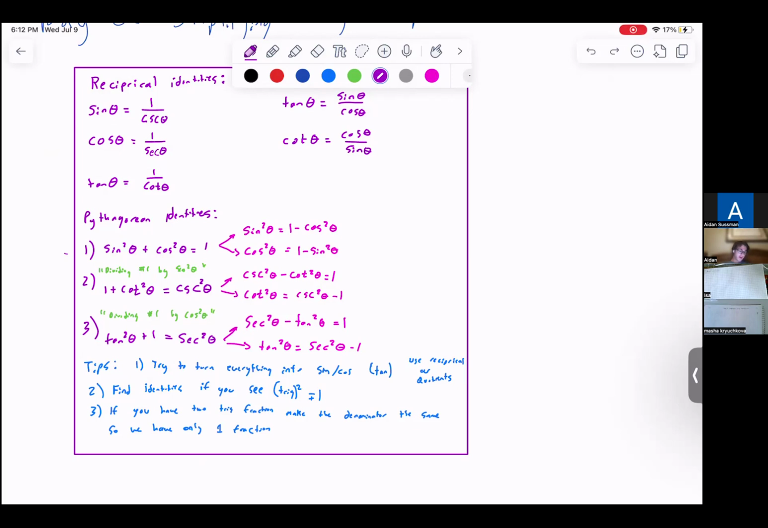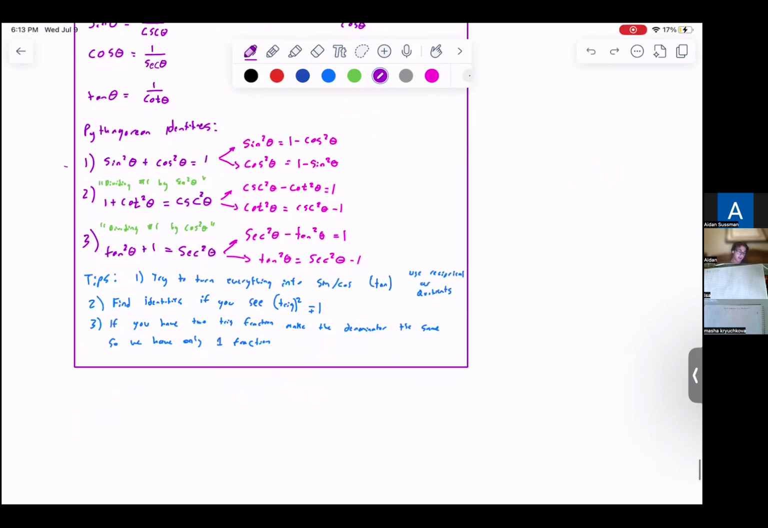Then step 2 is to ask yourself, do you see any identities? And when I say identities, I mean Pythagorean identities. Do you see the number 1, a plus or a minus, and one of our trig expressions squared? This could also be the trig expression plus or minus 1. The 1 could be on either side. If that's a yes, it doesn't mean that it's going to be one of these, but you have to check, and you look through each one of these and find which one will replace it.